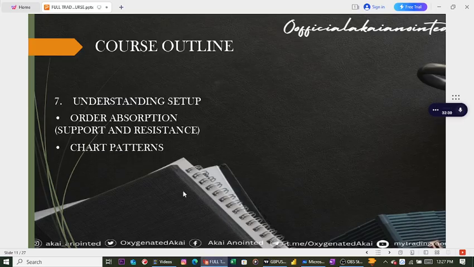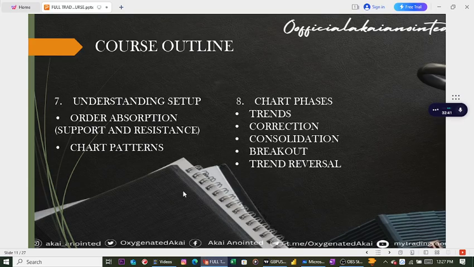Then we have chart patterns. Chart patterns like cup and handle, double top, double bottoms. Those are chart patterns. Chart patterns are shapes that form in the chart, like triangles. We have different shapes that form in the chart. We have rising wedge, we have falling wedge. Those are chart patterns.